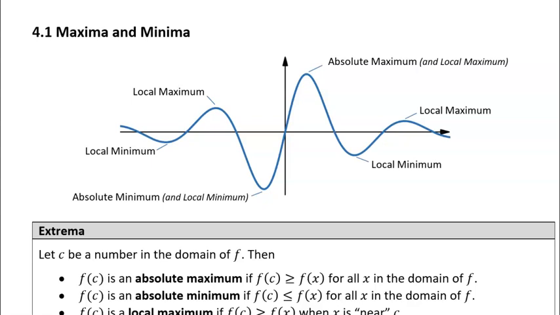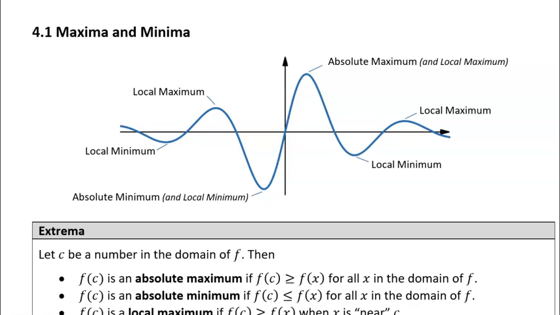Or maybe we have a mathematical model for the trajectory of an asteroid, and we want to find the minimum distance that this asteroid will come to Earth, right? So there are a lot of applications where we want to optimize something, which just means that we want to find the maximum or the minimum of a mathematical model. So today we're going to start talking about maxima and minima.